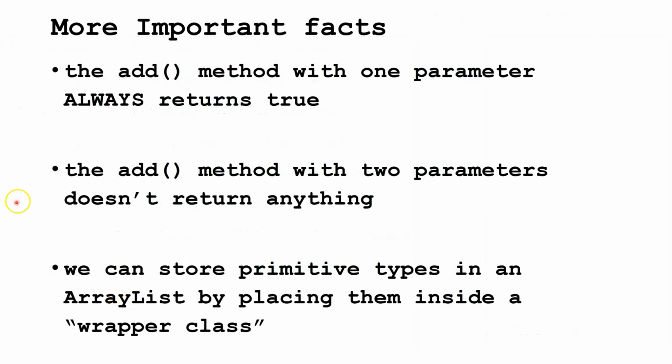Some more important facts about ArrayLists. The add method with one parameter always returns true. On some test questions, it may be important to know this. The add method with two parameters doesn't return anything ever. We can store primitive types in an ArrayList by placing them inside a wrapper class.